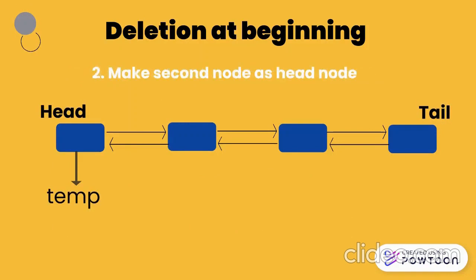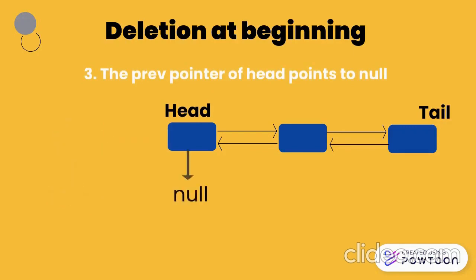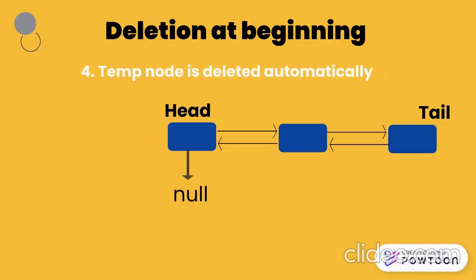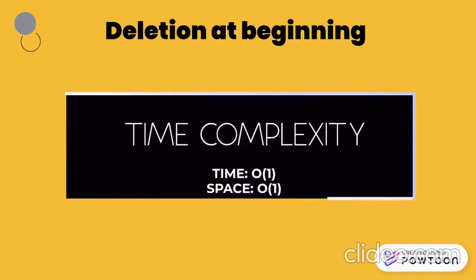Second step is to make the second node the head node. The third step is the previous pointer of the head points to null. And the temp node is automatically deleted by the garbage collector. In this way, deletion at beginning is carried out. The time complexity is O(1) since the deletion is at the beginning, and the space is O(1).